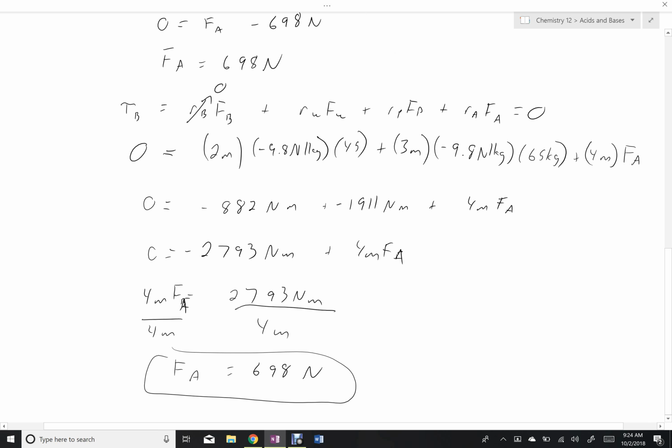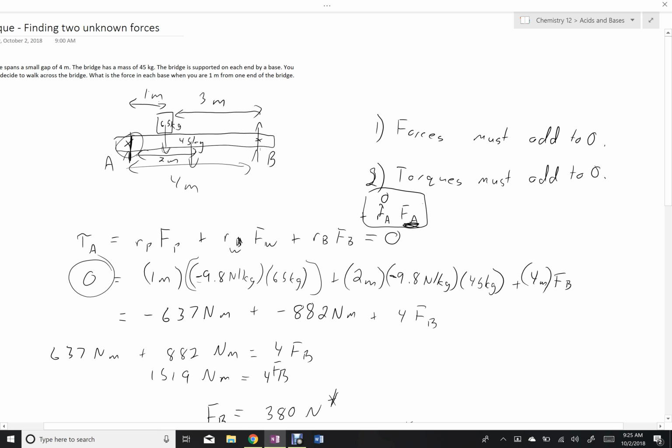So I found FA in 2 separate ways, and it turned out the same number. So I'm pretty confident that I haven't made any mistakes while doing this problem, which is always a nice thing to be able to check when you're doing something like a test. So that is how you can use torque to find 2 unknown forces on an object. A pretty straightforward example. You can imagine this example could get a lot harder if the forces were acting on angles or stuff like that.